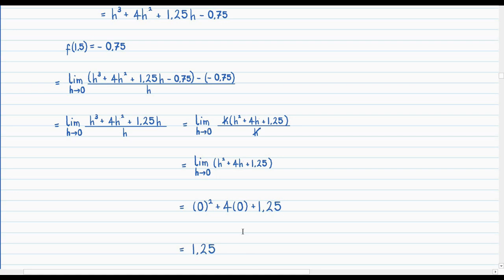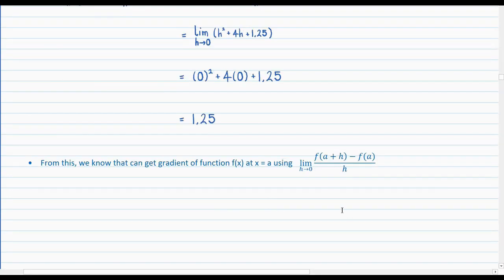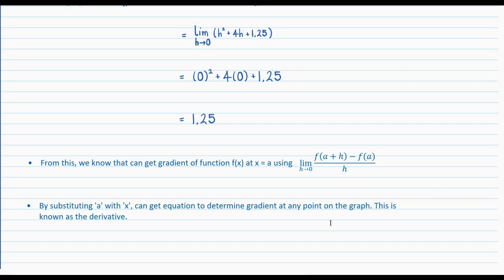From all these examples, we know that we can get the gradient of a function f of x at an x value of a using the limit of f of a plus h minus f of a, all over h, as h tends to naught. But if instead we substitute a with an x, this will allow us to get an equation in terms of x that allows us to determine the gradient at any point on the graph. Such an equation is known as the derivative. And with that idea, we move on from limits to the next section under differential calculus, which is differentiation from first principles.